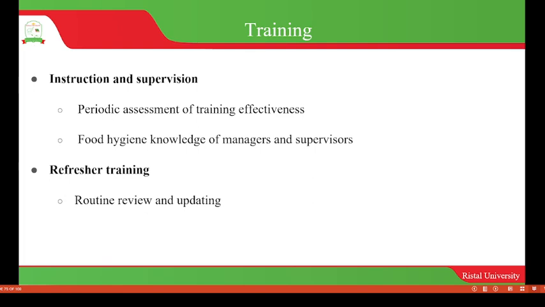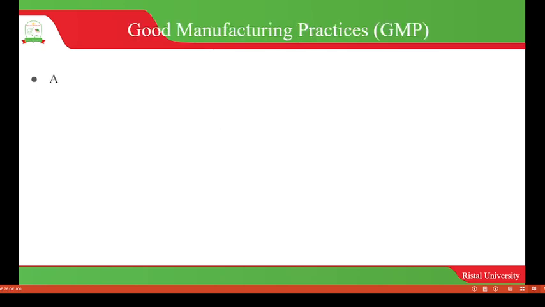Then instructions and supervision. There has to be periodic assessment of training effectiveness, food hygiene knowledge of managers and supervisors, and this one can be done through clear instructions and supervision. There has to be refresher training, which includes routine review and updating of the knowledge that they have.